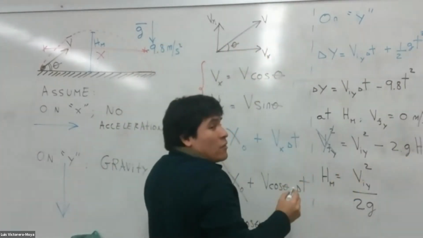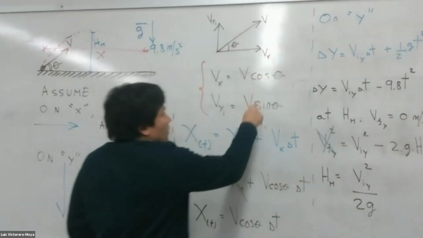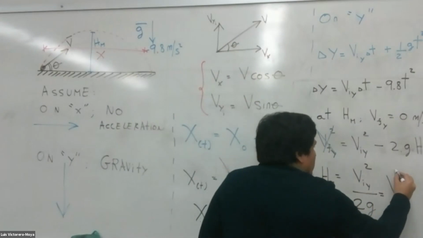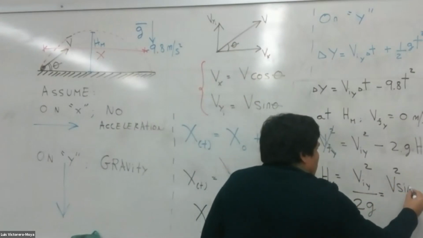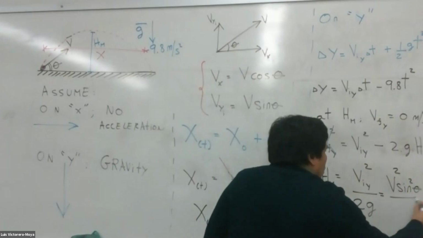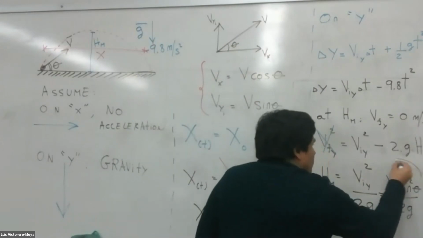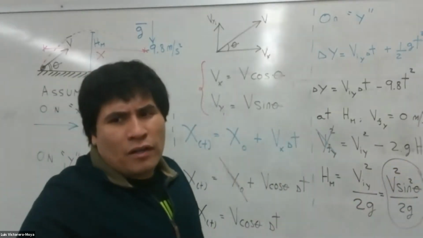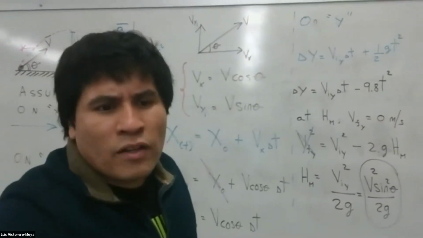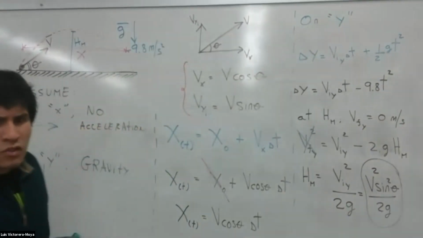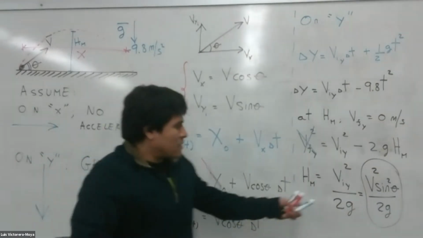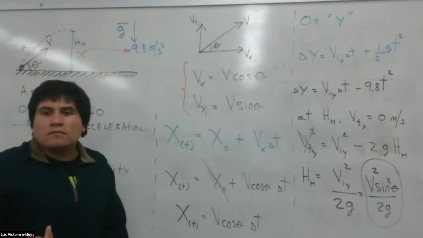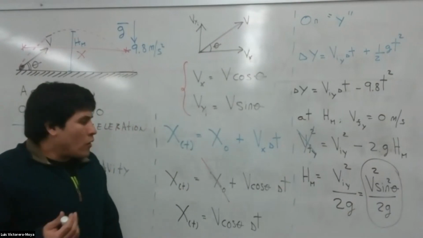And what's Vy initial? It's V sine theta. So I have here V squared sine squared of theta over 2g. Guys, you don't memorize the formulas. You want to understand them and use them. So I found the range and the maximum height. But what else can I find?